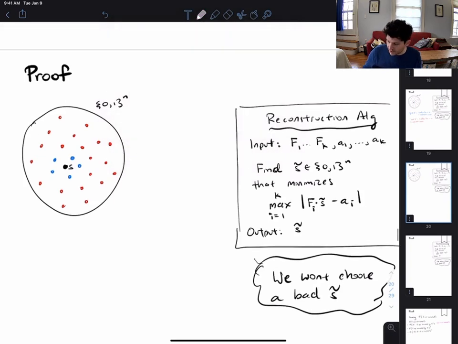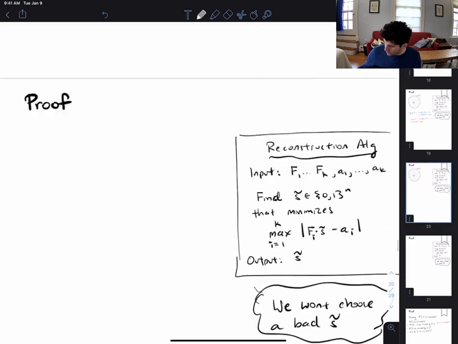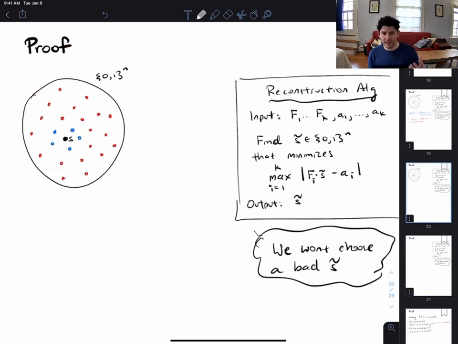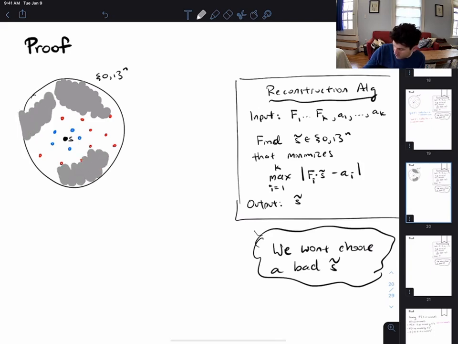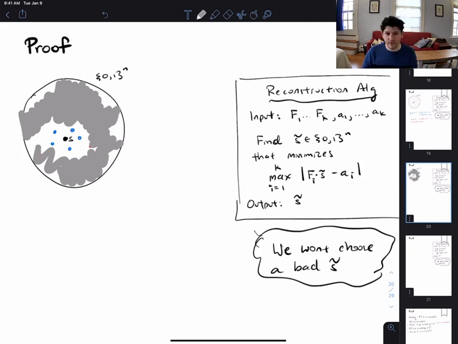What I mean is that every bad choice, every query we ask, is going to tell us that some choices of S tilde can't be S. They're going to reveal that these can't be S, and the next query is going to reveal that these can't be S, the next one's going to reveal that these can't be S. And over time, once we have enough random queries, we'll get that we've eliminated all bad choices.